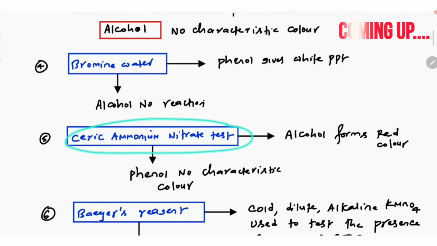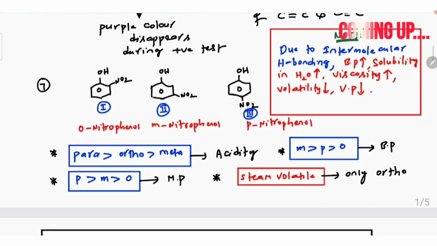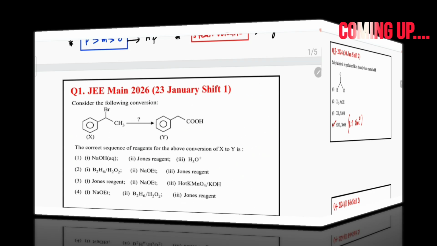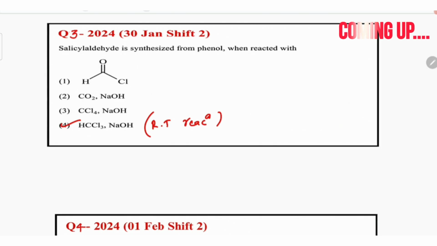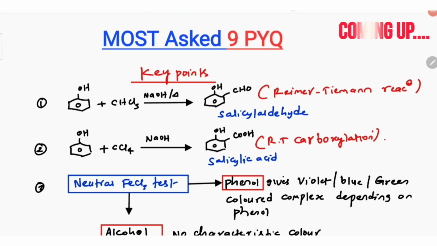Ceric ammonium nitrate test, which we commonly call the CAN test. Very important and repeatedly asked question patterns. These three compounds are the most repeatedly asked question pattern. JEE Main 2026, 23rd January, shift 1. Repeatedly asked questions you have to solve first. Mark it as a very important PYQ. If you are preparing alcohols, phenols and ethers for JEE, don't miss these 9 PYQs.